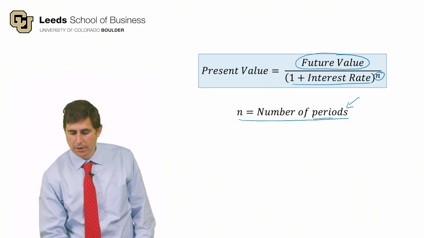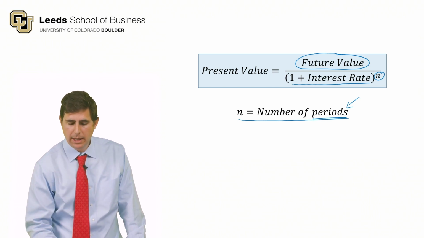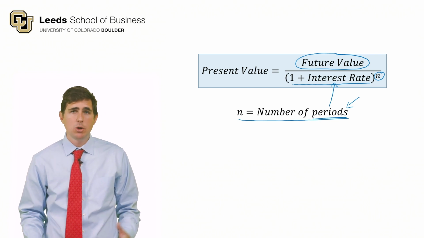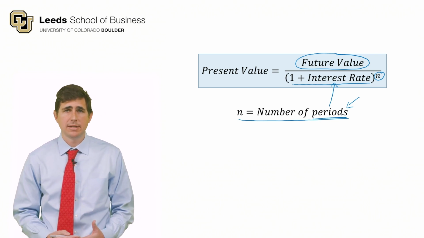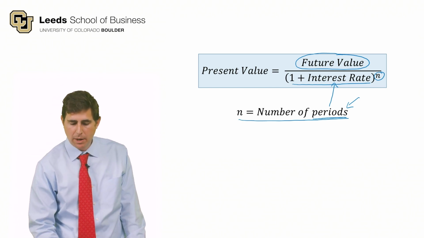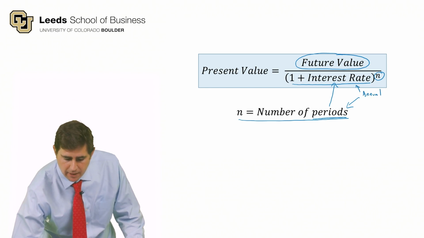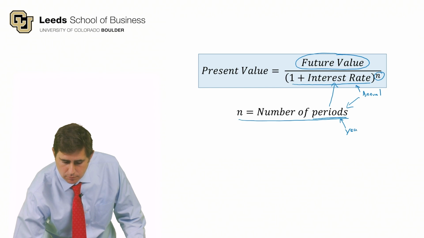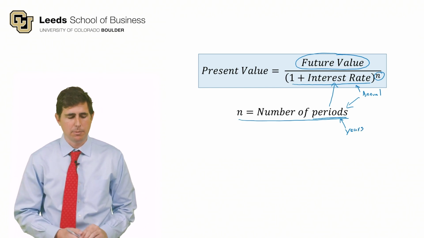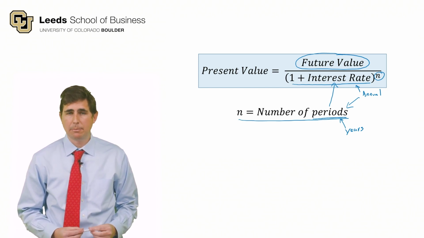Now, when I say periods here, the key thing you need to know is that it needs to correspond with this interest rate. So if this interest rate is an annual interest rate, which is how we normally state interest rates, how much does it earn you per year, then n needs to correspond to the number of years. So if this is an annual interest rate, then this needs to be the number of years. Do you see how the interest rate needs to correspond with n in this formula? So the present value is the future value divided by 1 plus the interest rate raised to the power of n.